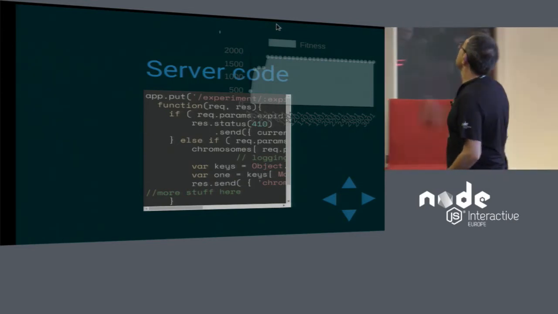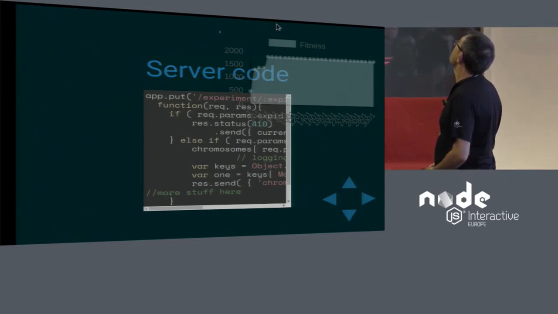So how, and this is the, oh, this is awful. So I can't see that.